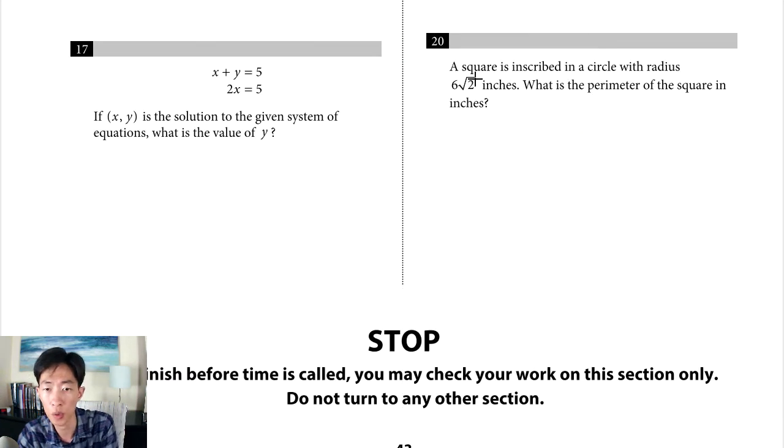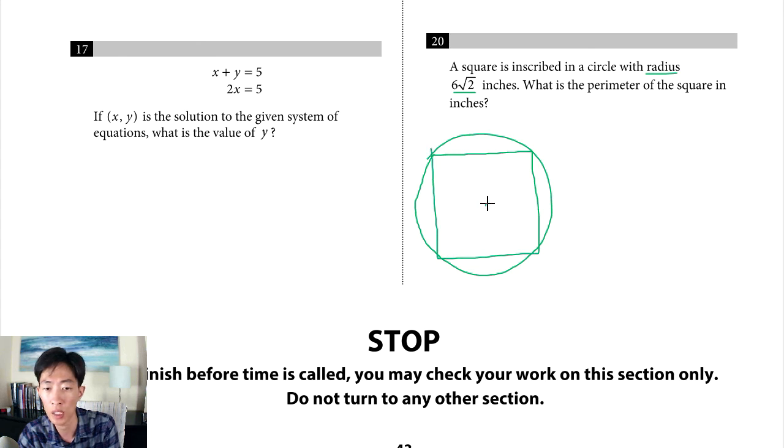Question 20, a square is inscribed in a circle with radius 6 rad 2 inches. What is the perimeter of the square? So let's draw a diagram. That's a circle, sort of. There's going to be a square inside. Excuse my drawing. And the radius of this circle is going to be 6 rad 2.